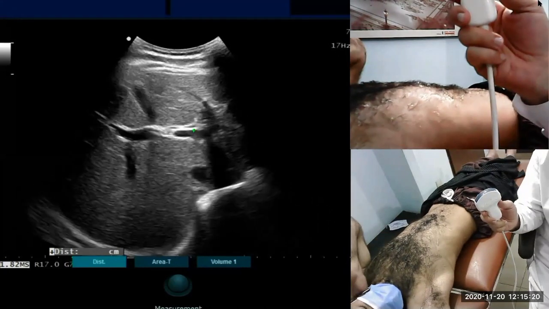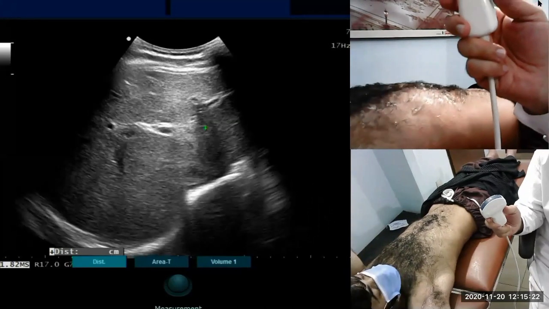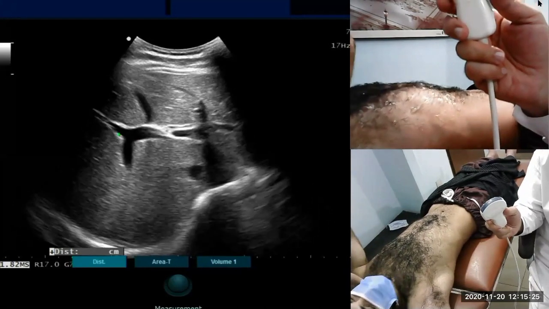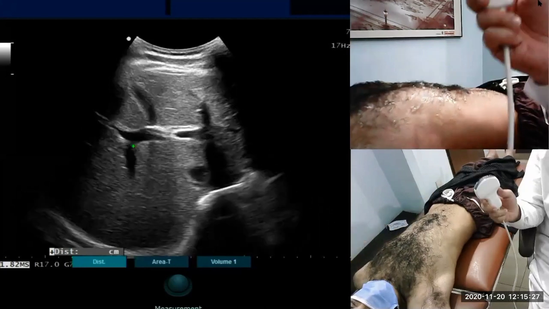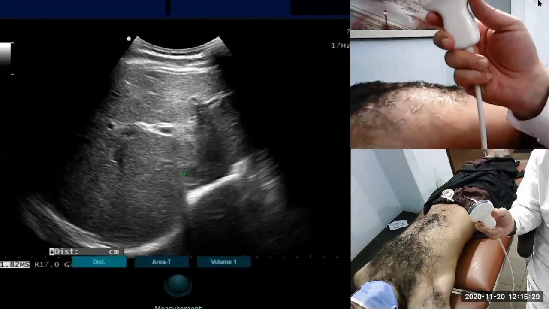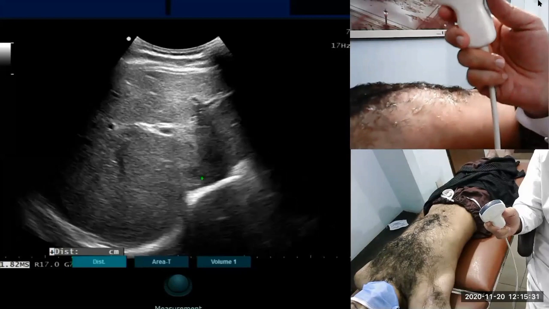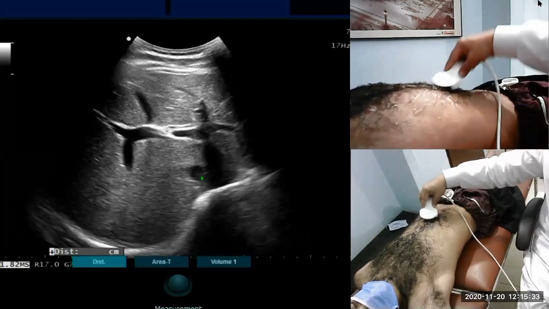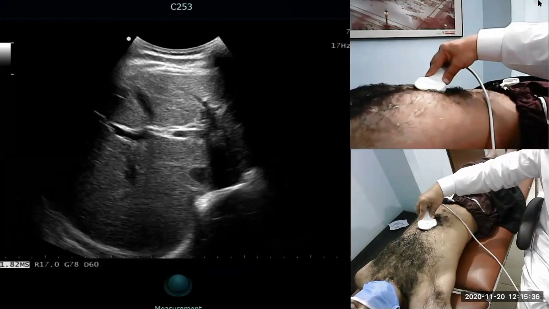This is the left portal vein. This is the right portal. The inferior vena cava is here. This one. So we are going to see the liver like this.